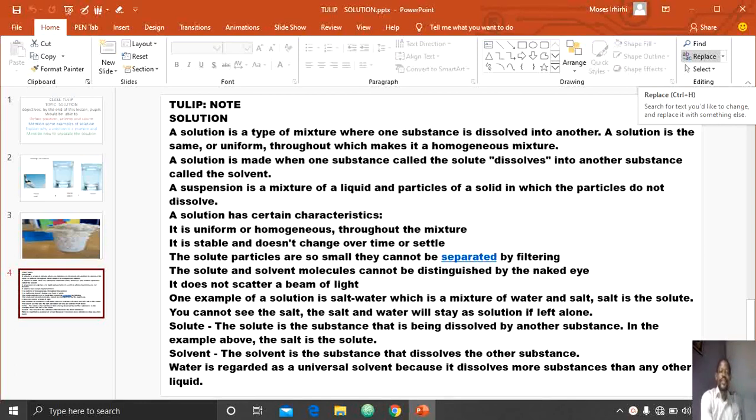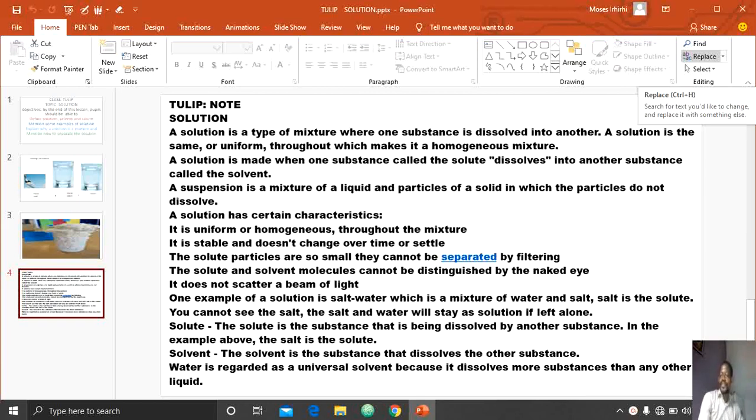Today we are learning the topic solution in science. Solution is a very important topic which we'll enjoy later in higher classes. But for now, a solution is defined as a type of mixture where a substance is dissolved into another.